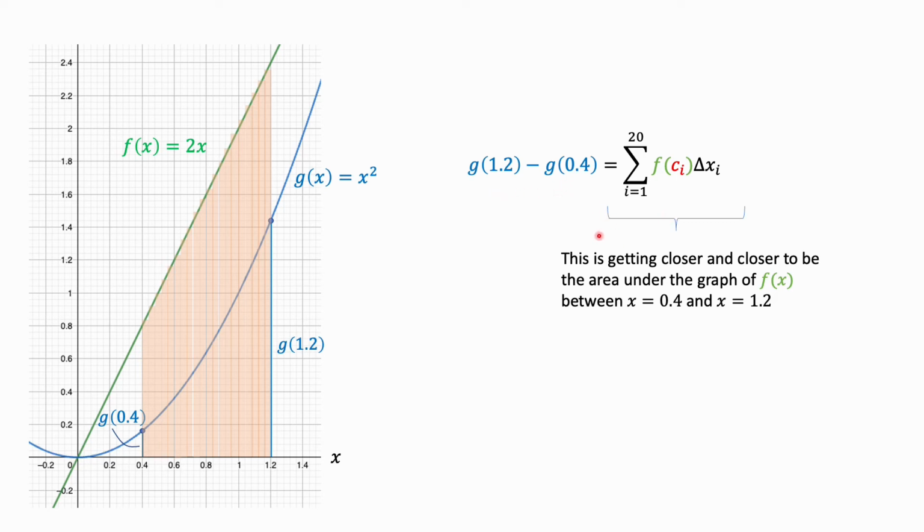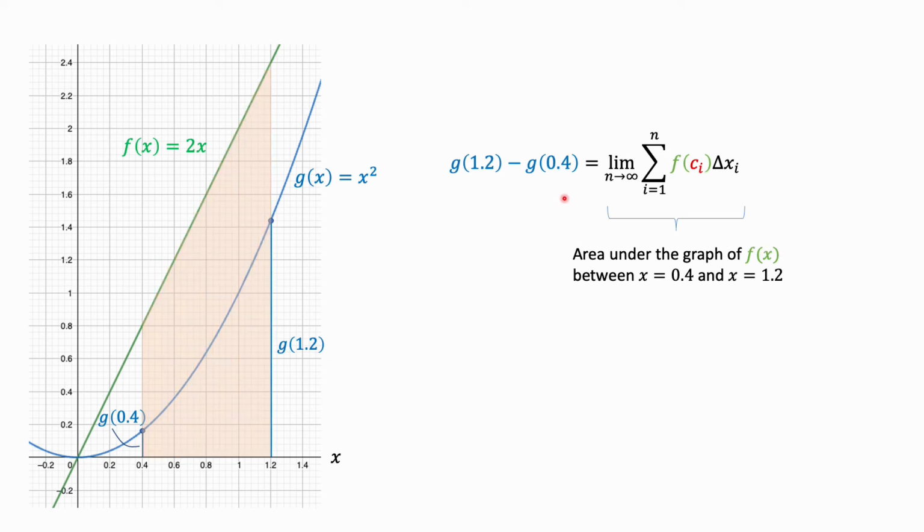Now you can see where we're heading. I think it should be clear what this part in red represents. It represents the area under the curve f between 0.4 and 1.2. And so little by little, as we add more intervals, we're approaching the area under the curve f between the endpoints. Okay, what if we let n, the number of terms, go to infinity?